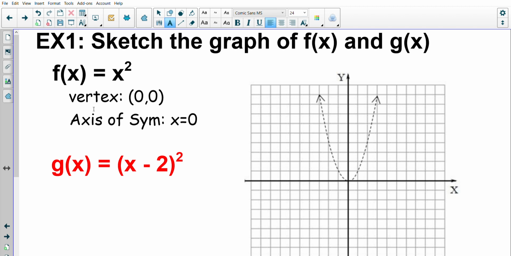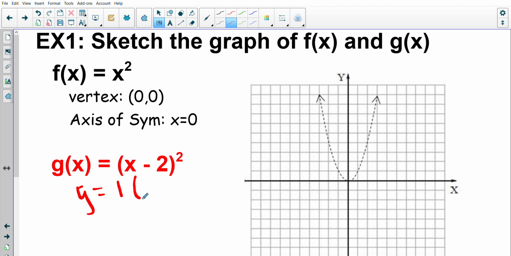So if we think of it in h, k terms, we have y equals 1 times (x minus 2) squared plus 0. So it's the same shape. It's not more narrow or wider. It's 1. It's been moved to the right 2 and not up or down.